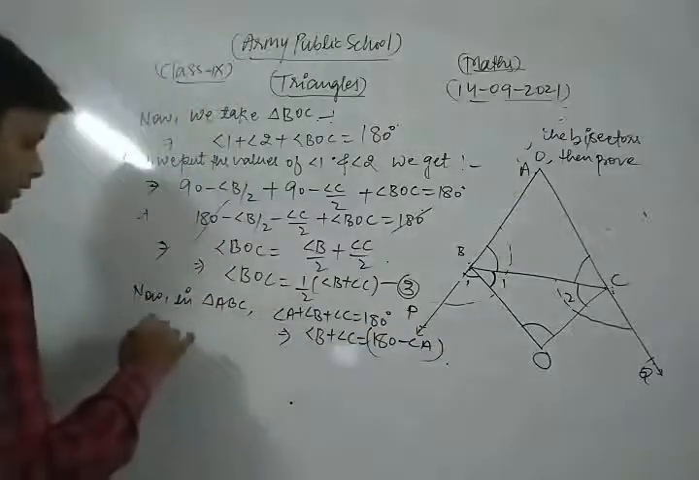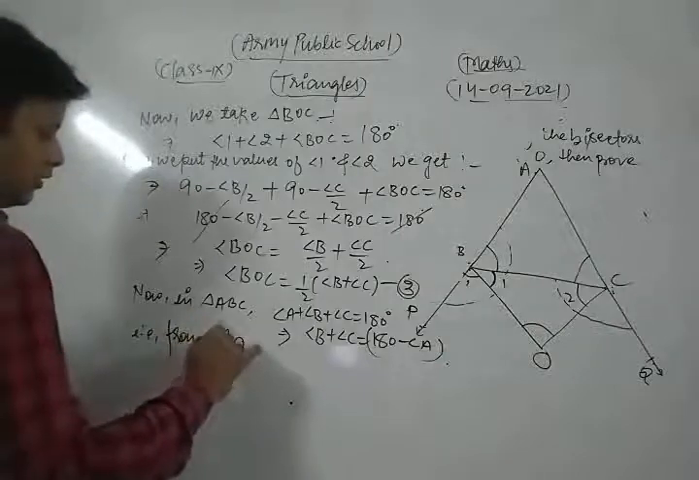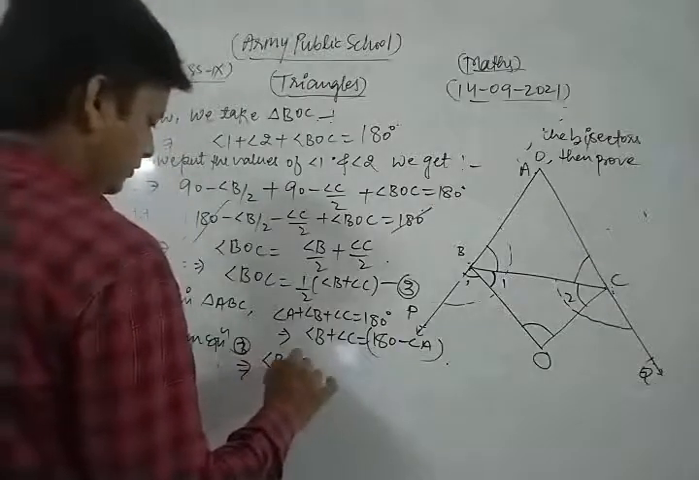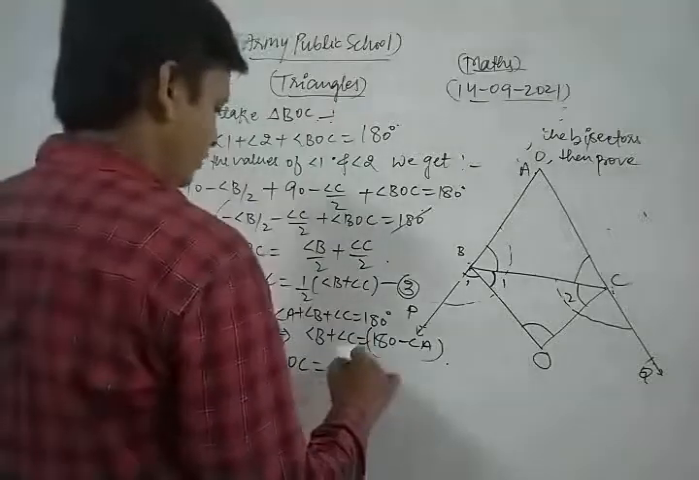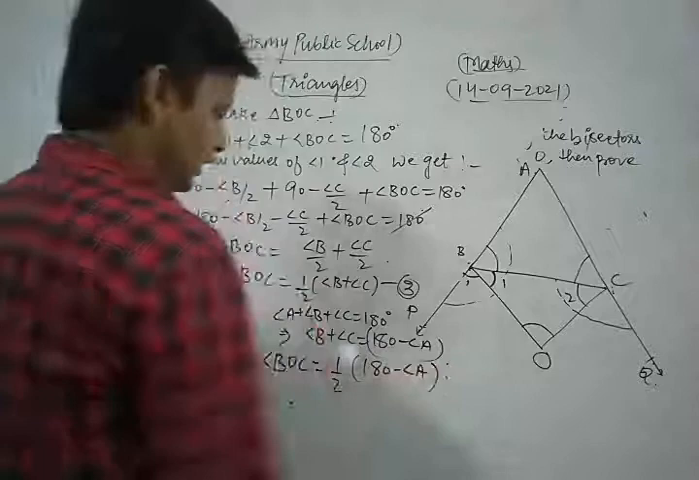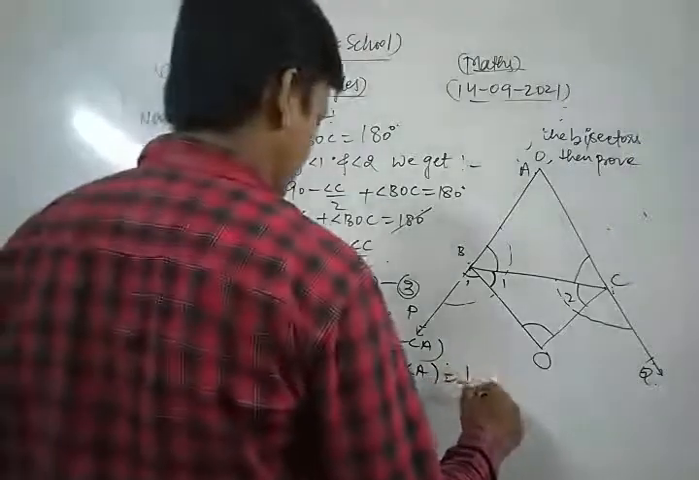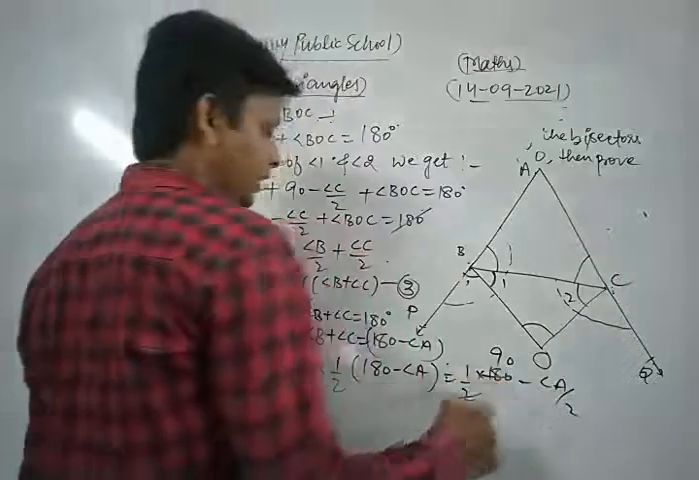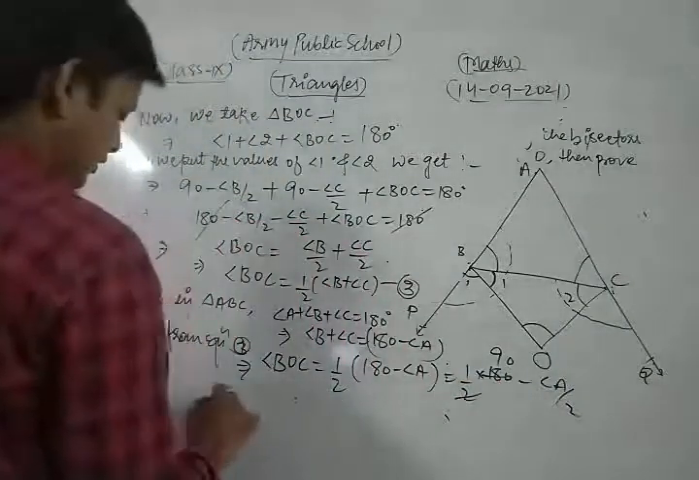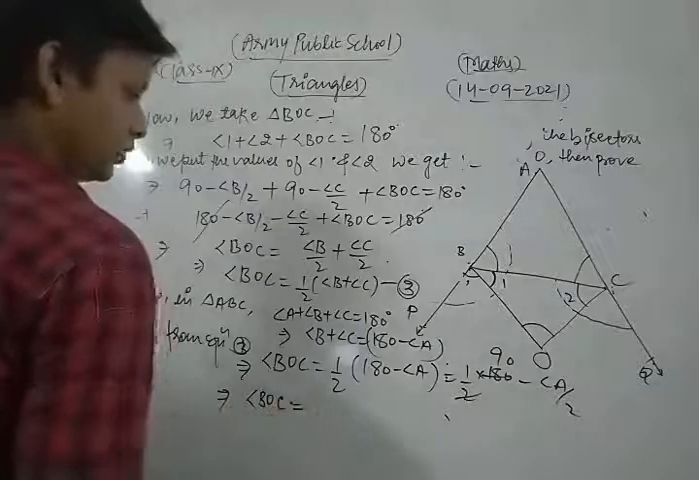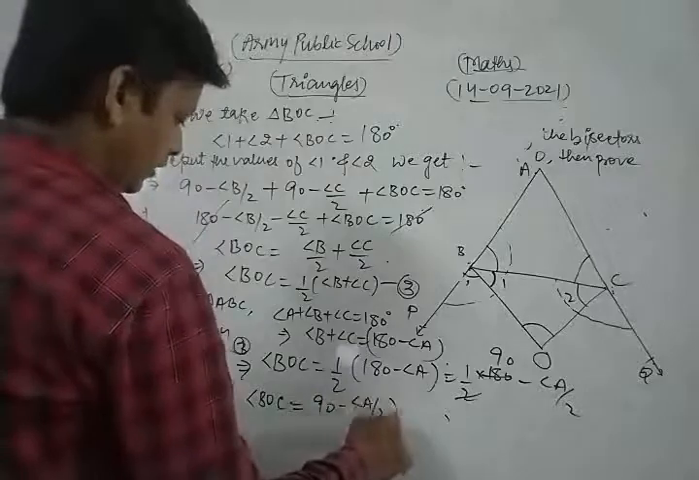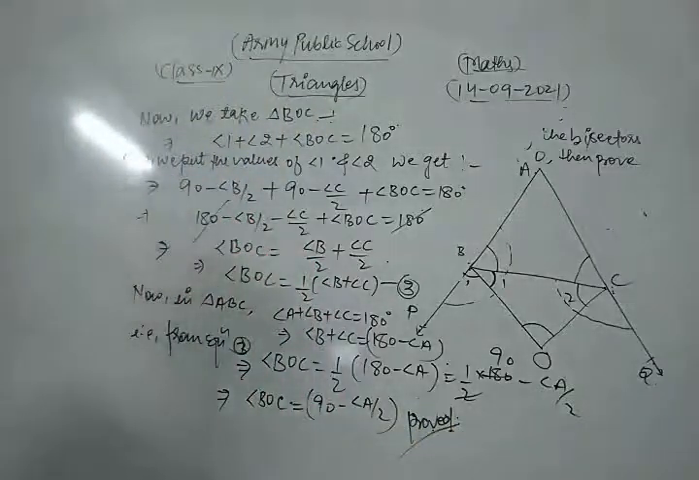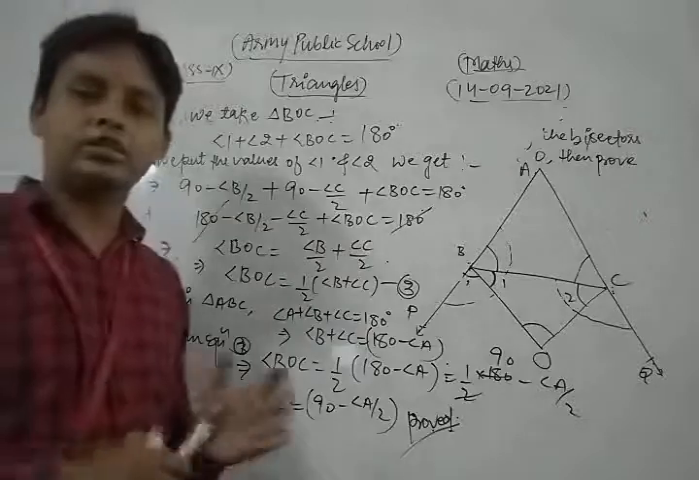Now, from equation 3, we put the value of angle B plus angle C, equal to half of 180 minus angle A. So we get half into 180 minus half of angle A. Half of 180 is 90, so angle BOC is equal to 90 minus half of angle A. Hence we prove that result.